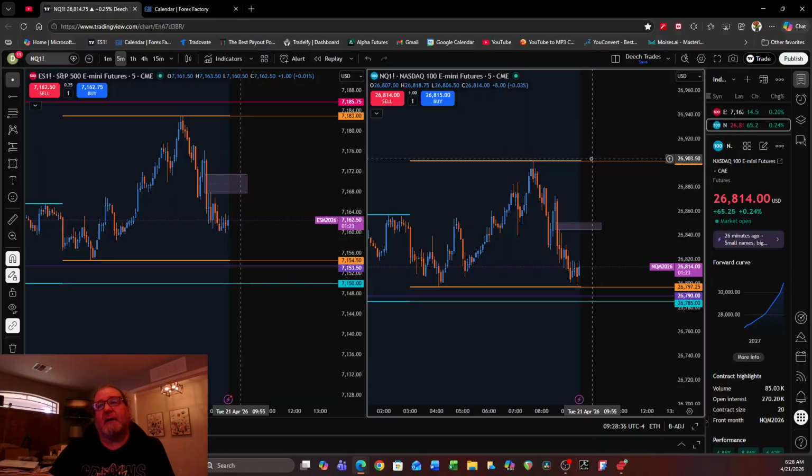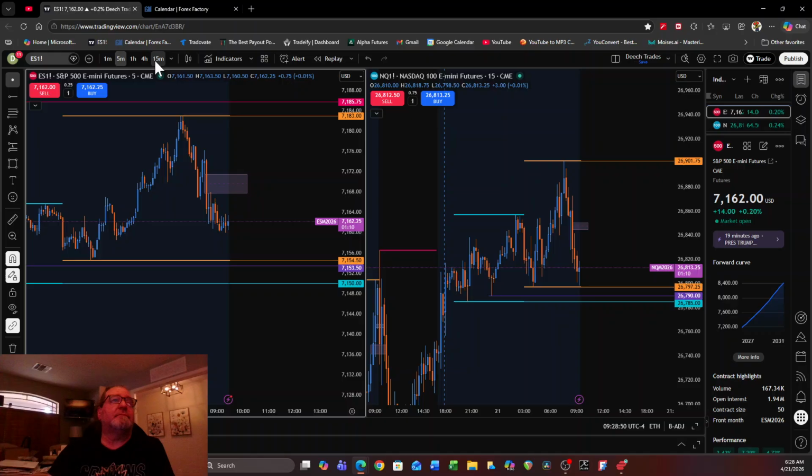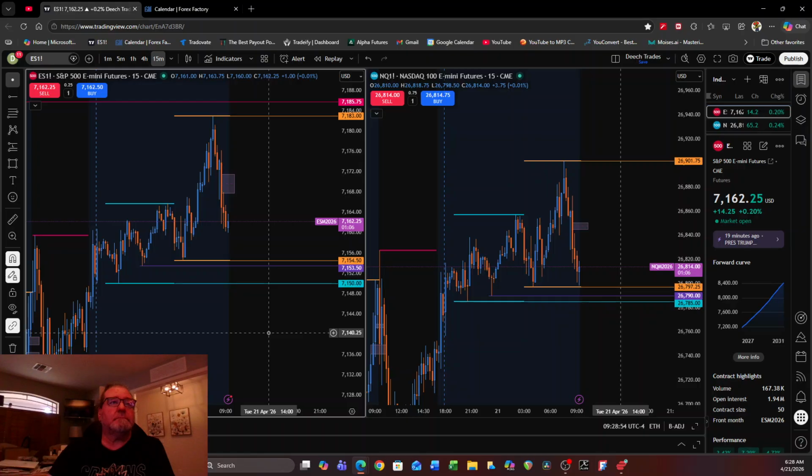So for now, we got just under a minute and a half to market open. I'm going to switch back to 15-minute again now that these 5-minute gaps have been marked out. And we're just going to wait for market to open, and we're just going to watch for a while.